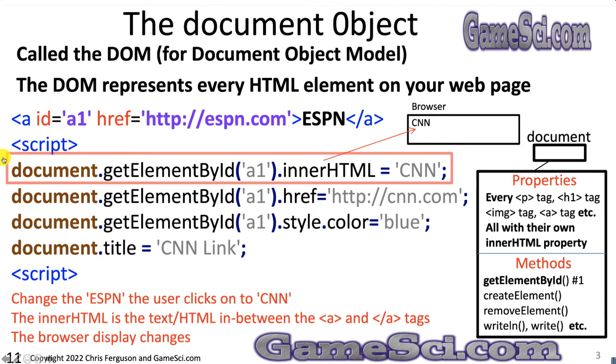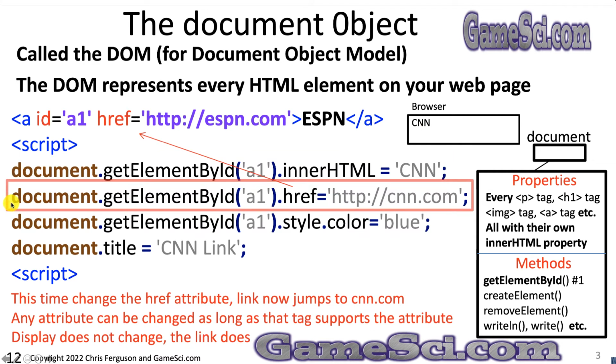Switching over to JavaScript, this is how JavaScript would access that anchor link out there in the HTML and on the web page. I'm going to go to the document object. GetElementById will extract just this anchor tag or this anchor object, and I want to change its inner HTML to CNN. What I just changed was this ESPN. I changed it to CNN, and what's shown up on the browser is now CNN. Now I haven't changed the href yet, but I've changed the text of the link.